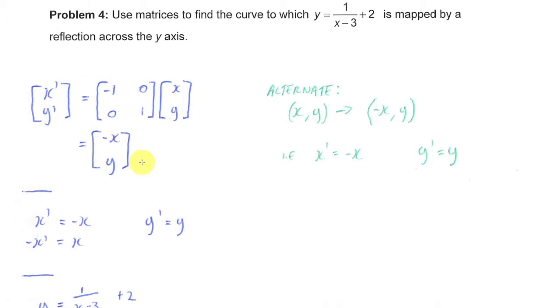And remember, the first job is to equate the new, so x prime is equal to negative x, and then solve for x. So let's divide both sides by negative 1 to get x is equal to negative x prime. Y prime is simply equal to y, so I've got y prime equaling y. There's no need to make any further changes there.